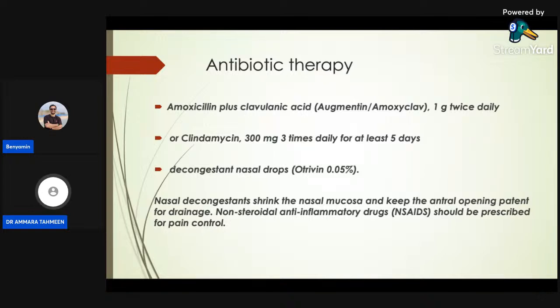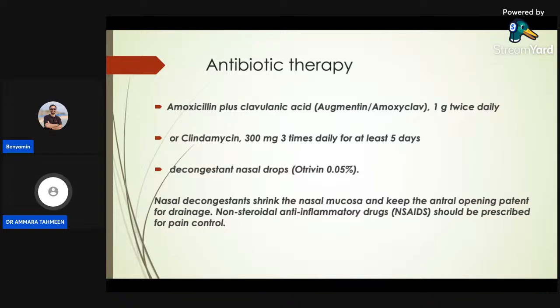Or if the patient is allergic to the penicillins, then the antibiotic of choice is clindamycin. That's 300 milligram 3 times daily for at least 5 days. But what I prefer is, mostly we should give these medicines for around 1 week at least.